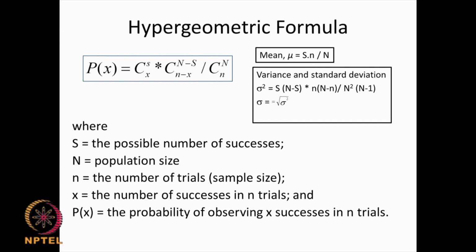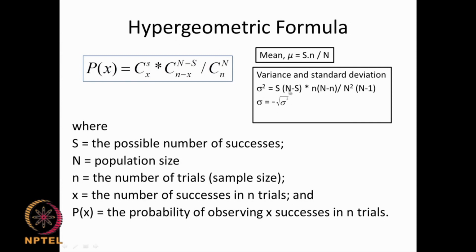So you understand that capital N, the population, although we call it population, has a finite size, unlike the normal distribution where the population is very large. Okay, here the mean mu is given by S times n divided by capital N. S is the possible number of successes, small n is the number of trials, and capital N is the population. So n by N is some sort of a ratio. That gives you the mean, very logical to think about.